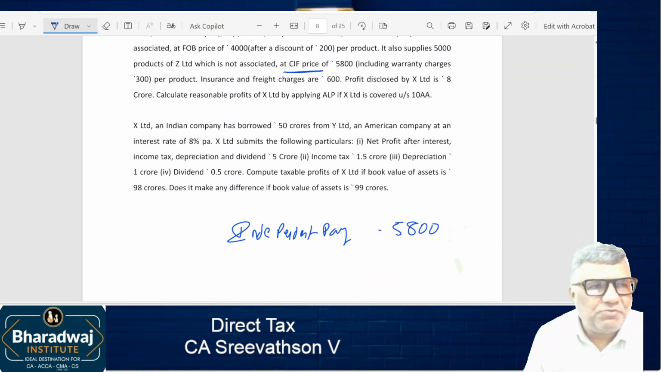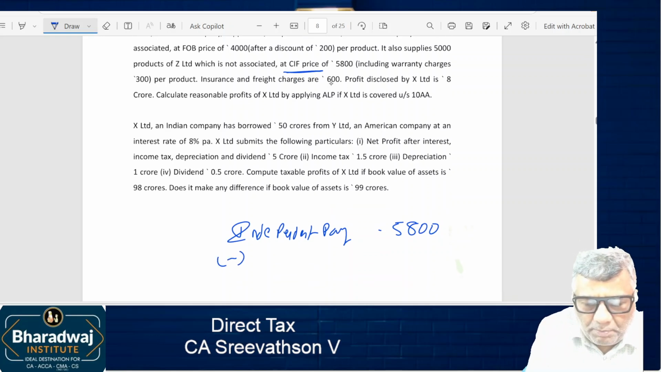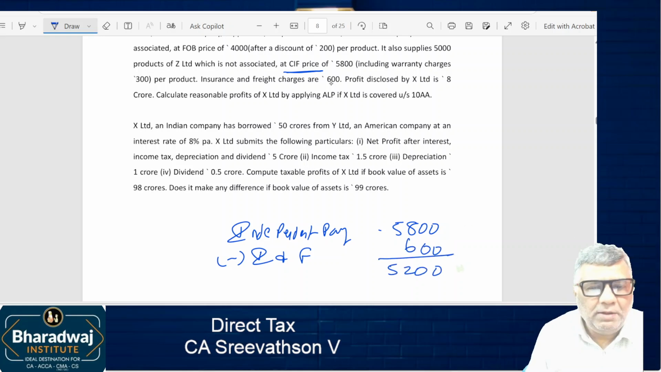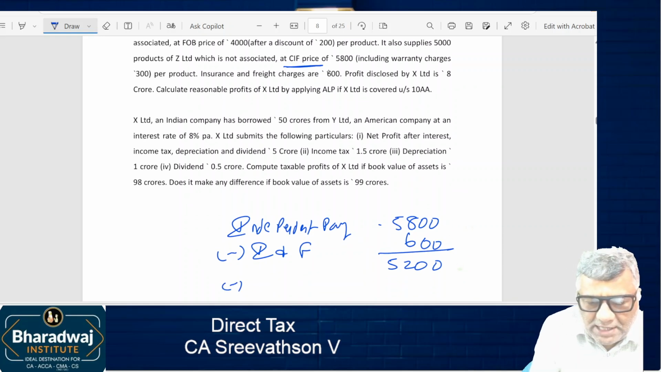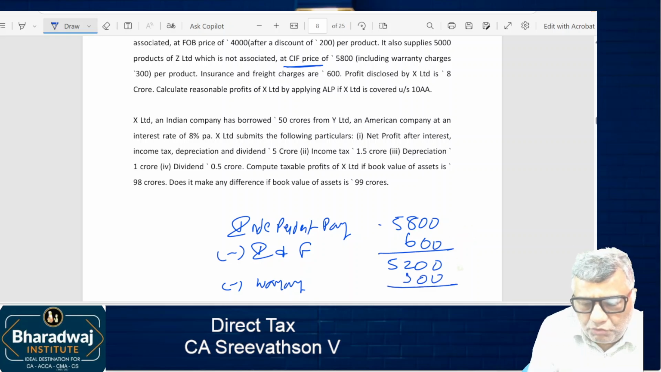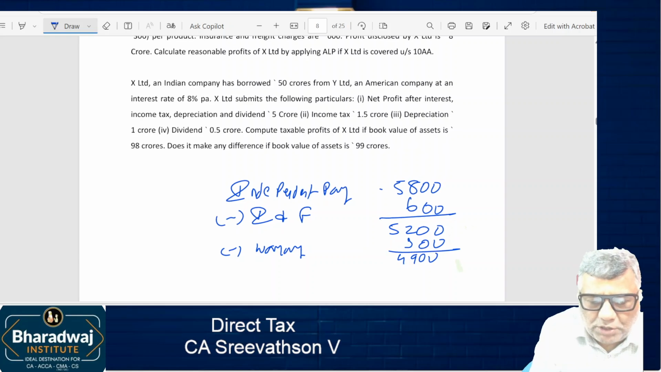So insurance and freight need to be deducted. Minus insurance and freight, 600, gives 5,200. Then there is a warranty charge of 300 rupees, which I am not providing in the other case. Minus warranty 300, 4,900. Minus there is a quantity discount I need to give for them, 200.